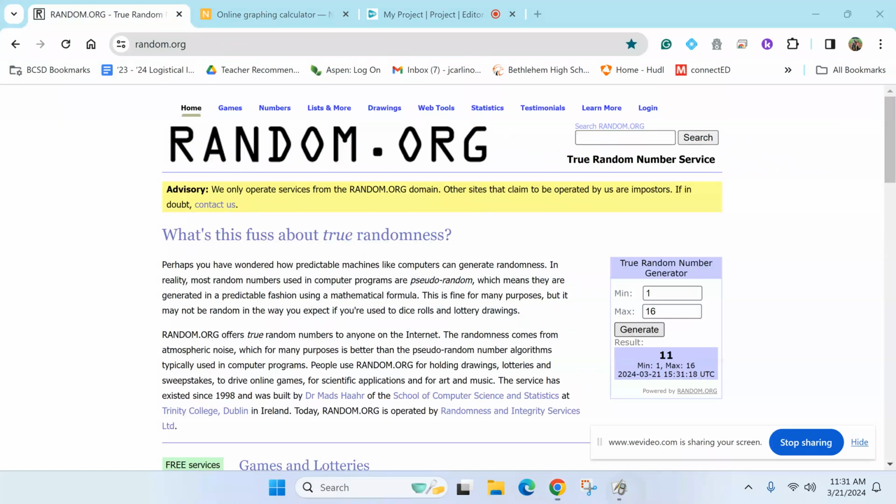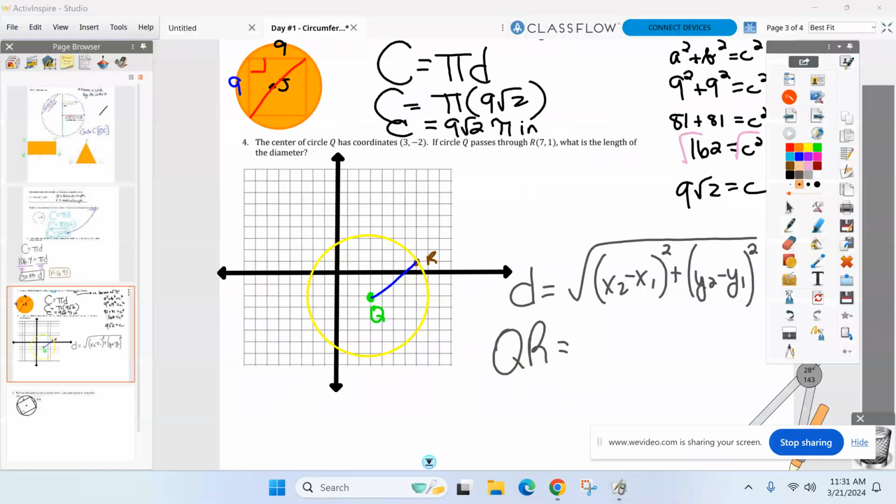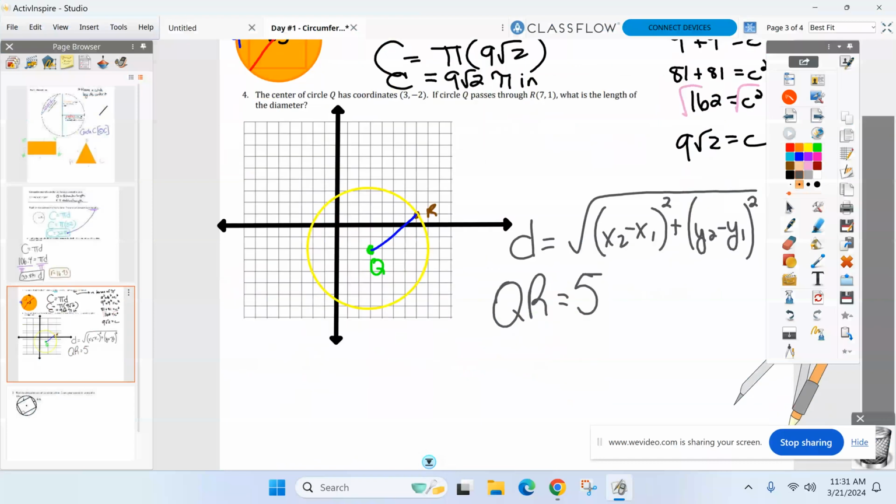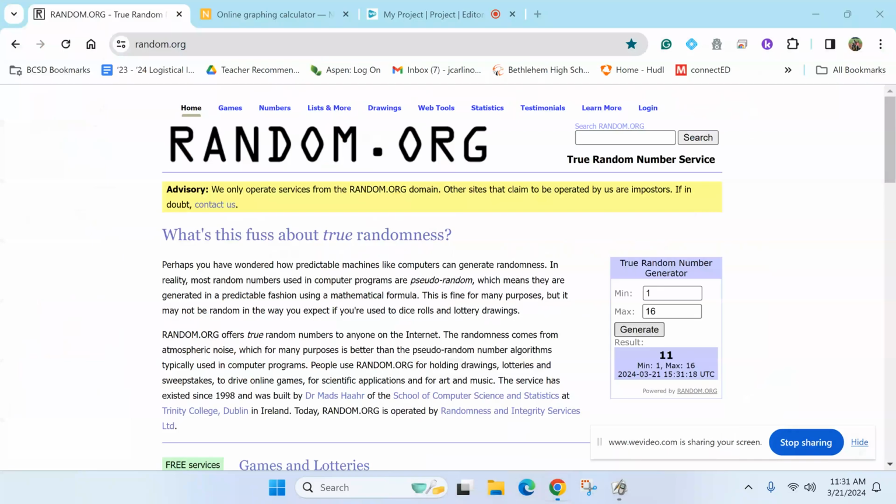Will? Yep, no problem. Let me know when you're ready. What do you say? Or you want me to pick a new number just so Haley gets picked? Thank you. QR is 5. And then what do I do with the 5?